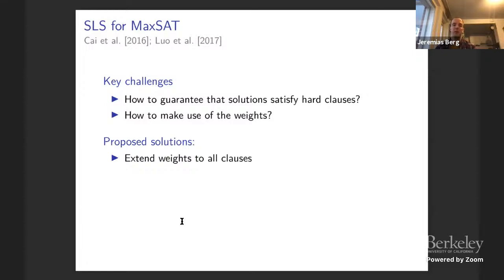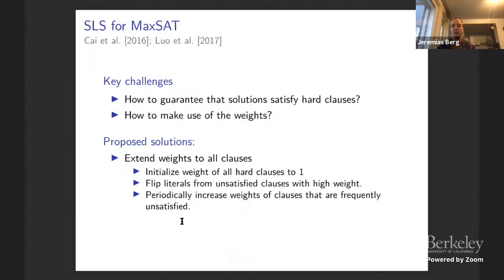And one very natural one is to extend the weight function that you have to all clauses. That means the hard clauses as well. You start off by putting some weight, they use one as the weight for hard clauses. And then you keep flipping literals and increasing the weights of clauses that are frequently unsatisfied with the hope of finding solutions that actually satisfy all of your hard clauses as well. But it turns out that a better idea is simply to use a SAT solver to make sure that you find solutions that satisfy the hard clauses.